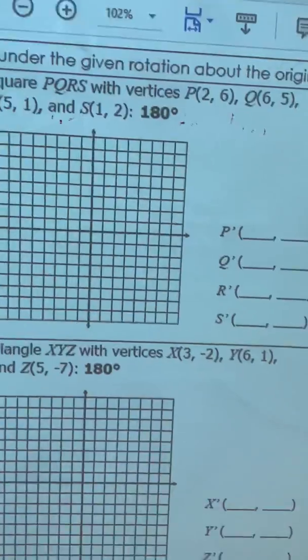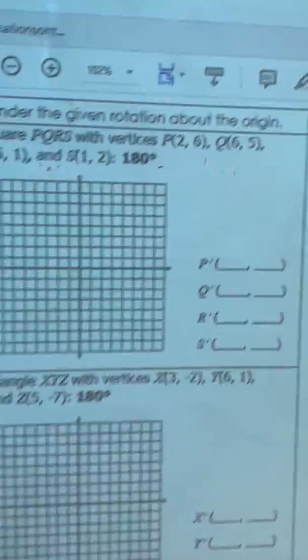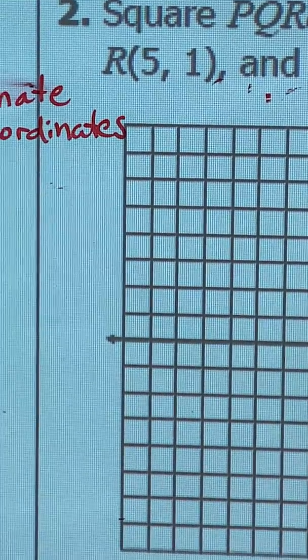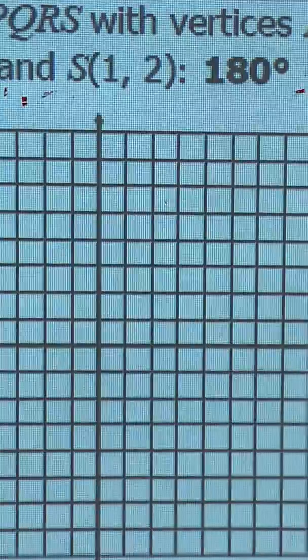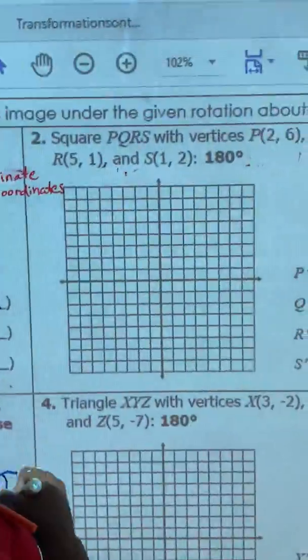Okay, number 2, we have square PQRS with vertices. P is 2, 6, Q is 6, 5, and R is 5, 1, and S is 1, 2. So I want to graph my pre-image first.